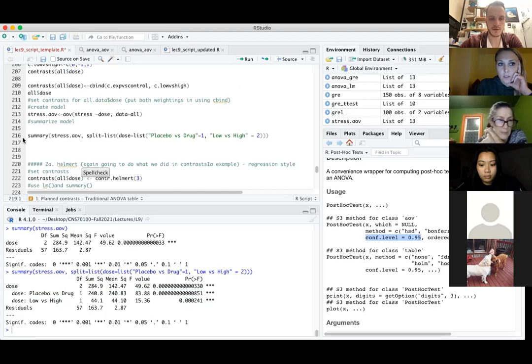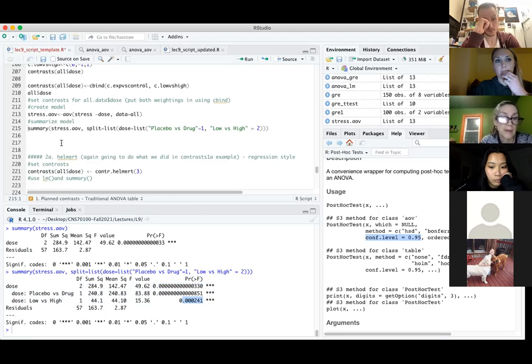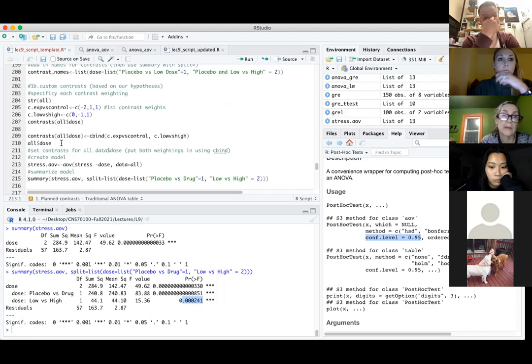What is also, oh, go ahead. Dose p-value? Here's the overall ANOVA, here's contrast 1, here's contrast 2. So the overall ANOVA is significant. Contrast 1 is significant and contrast 2 is significant. But we have Helmert as 3. So what does that mean?